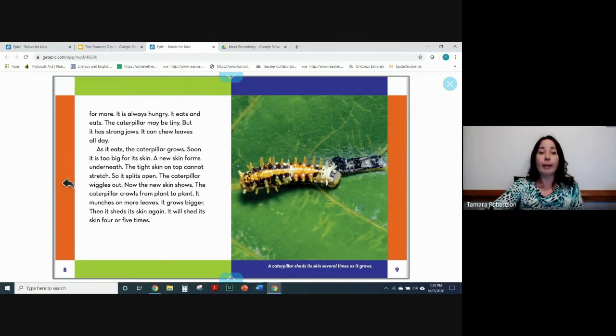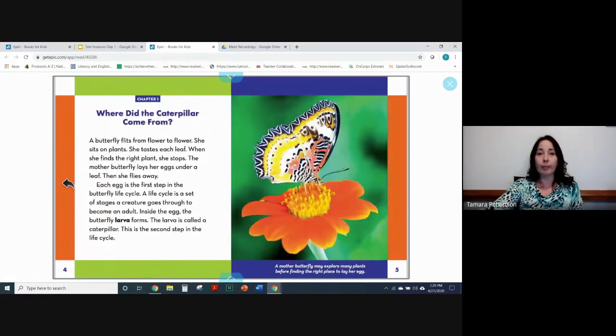So if we go back, we're going to read chapter 1 now. So we looked at the title, we read the table of contents, we read the heading, we looked for bold words, we looked for photographs or illustrations, and we read the captions. So by doing that, we have previewed the text.